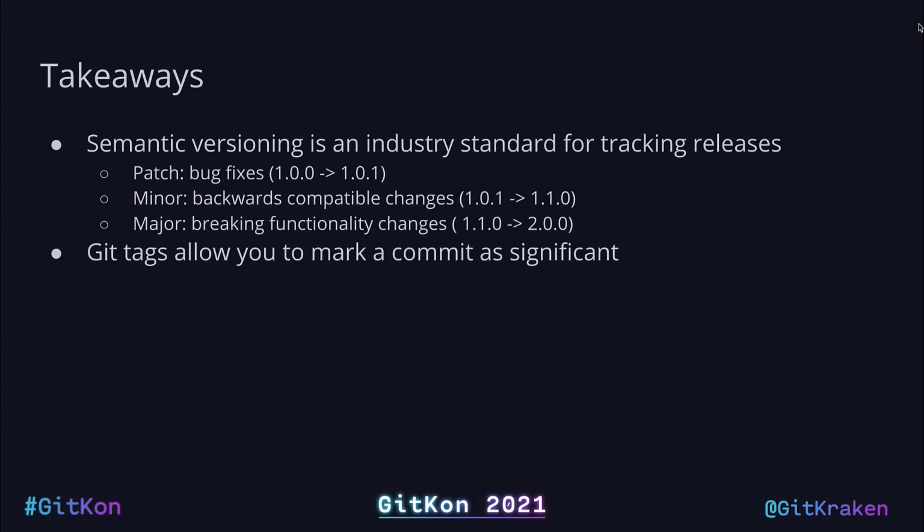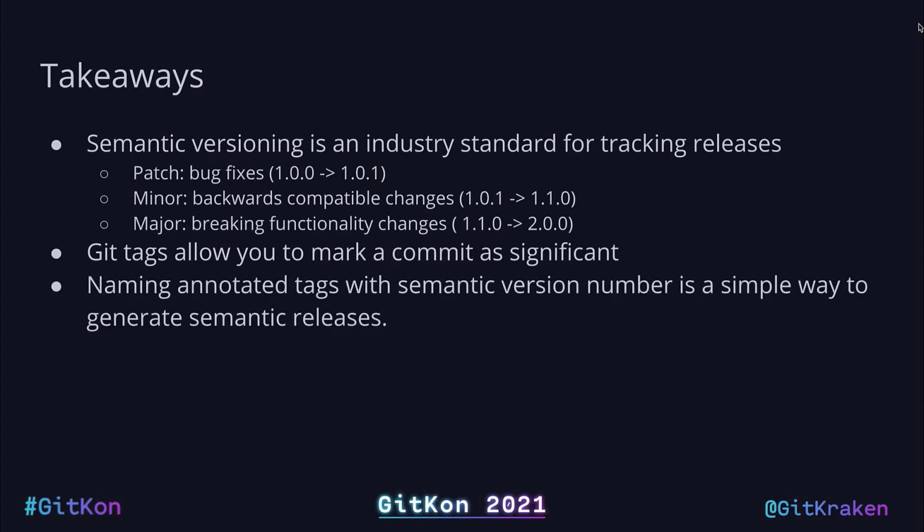Git tags allow you to mark a commit as significant. Lightweight tags just add basically a human readable name to a commit to target it. And annotated tags generate full objects in your Git database and track a whole lot more information about that tag and the commits it was applied to. Naming your annotated tags with semantic version numbers is the simplest way to generate semantic releases. Anytime you're going to create an annotated tag, look through what change has been made since your last tag and determine, is it a patch release, is it a minor release, is it a major release, and then update the number as needed.